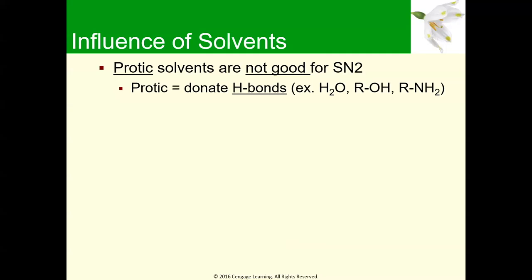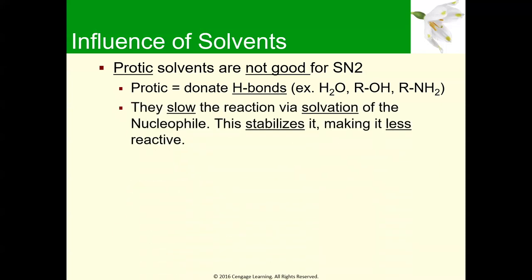But there are common ones: water, any type of alcohol, or any type of amine. All those would be bad solvents to choose if you want to drive an SN2 reaction. Why? Well, because those types of solvents are very good at stabilizing the nucleophile. They form a complex around the nucleophile and stabilize it. But you need that nucleophile to go and attack that electrophile. So you don't want to stabilize it if you want to drive an SN2 reaction mechanism. So they slow the reaction by solvation of the nucleophile. This stabilizes it, making it less reactive.